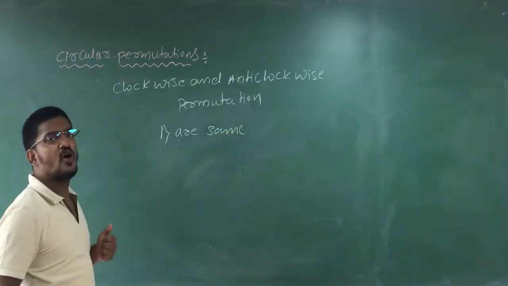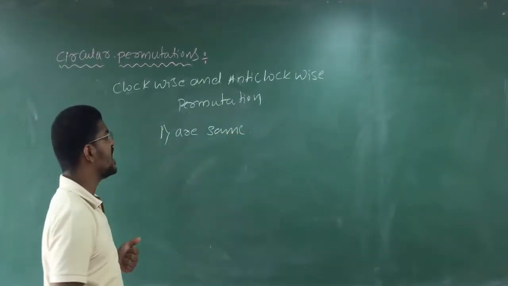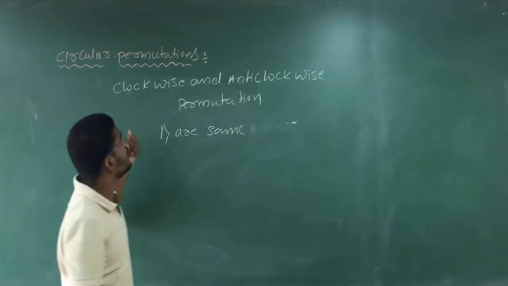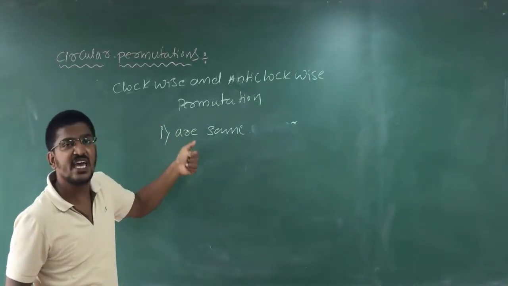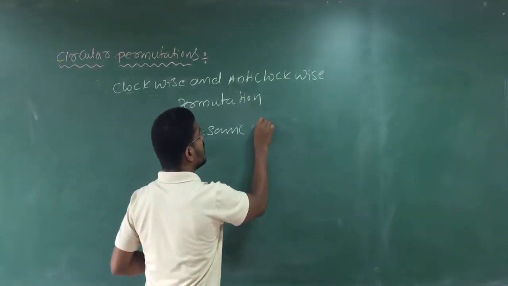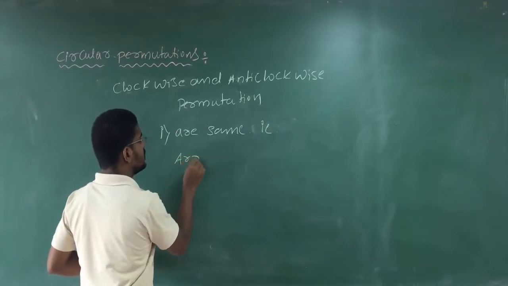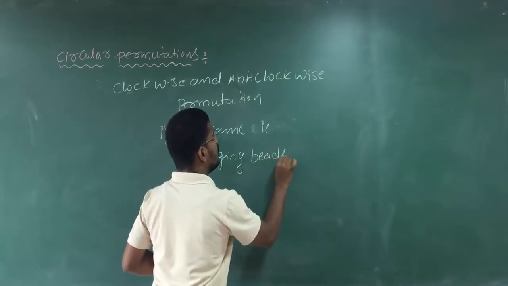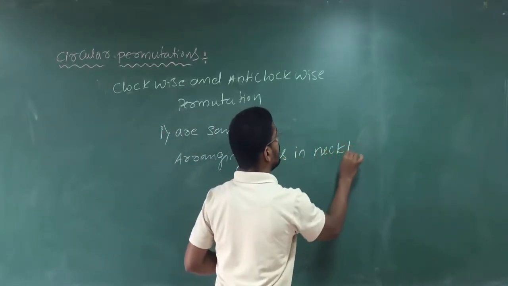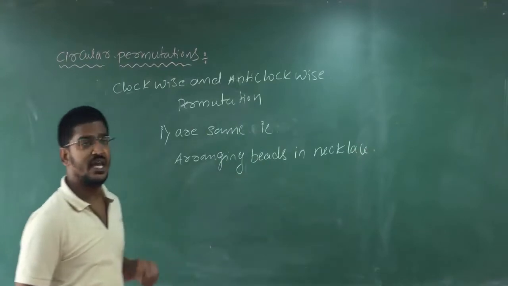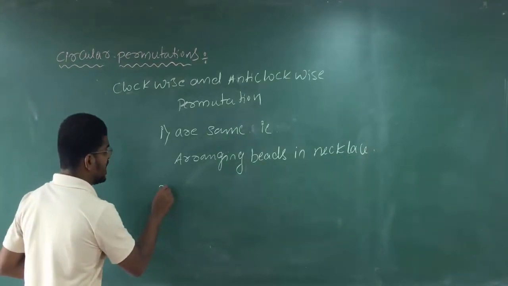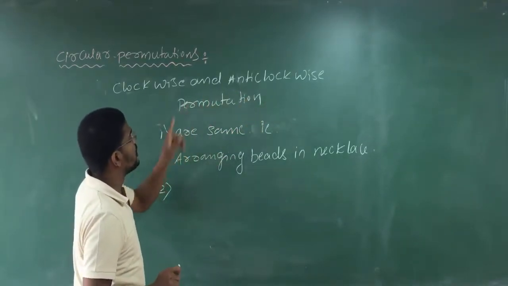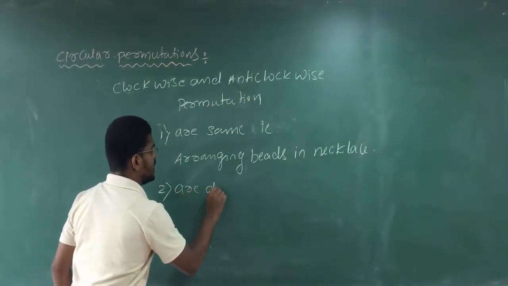Clockwise and anti-clockwise permutations are same in arranging. For example, arranging beads in a necklace. But the second one is, clockwise and anti-clockwise permutations are different.